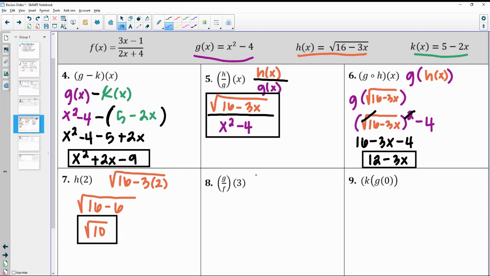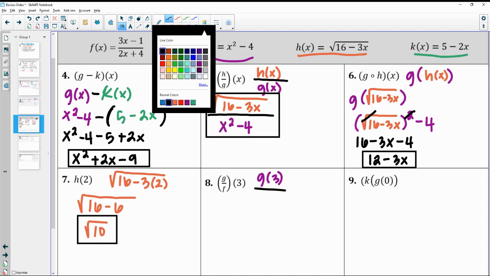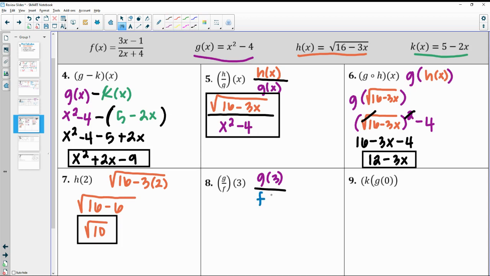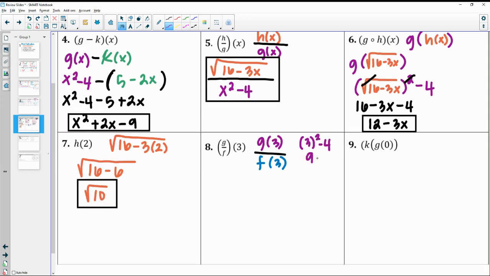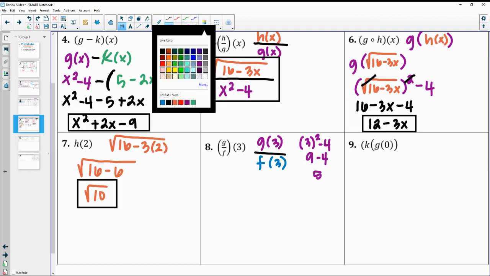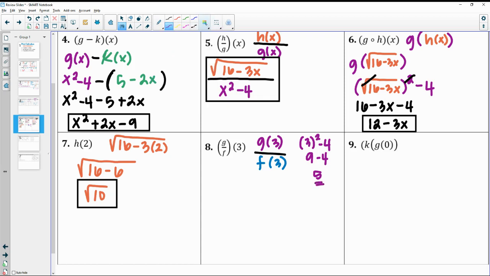This next one has us do g of 3 on top, and then it has us do f of 3 on bottom. Now, I would calculate these separately and then divide them. So the g function, if we do g of 3, so g is 3 squared minus 4. And so that is 9 minus 4, which is 5. So that's going to be on the top of our function. I'm just going to let that sit there for a second.